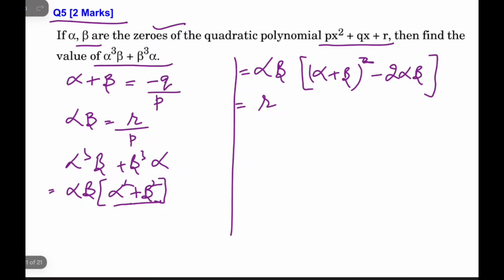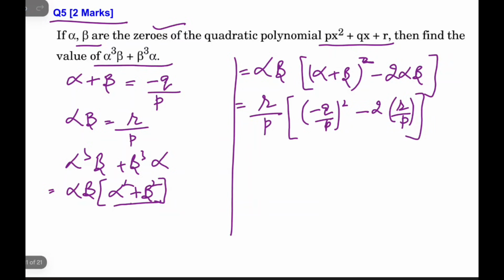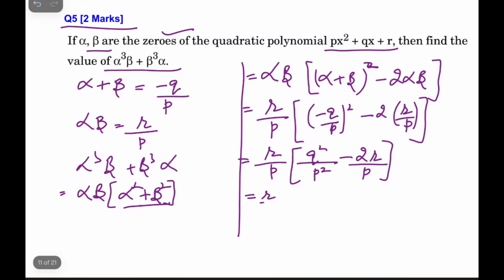Now the value of alpha beta, we know, is r upon p. Alpha plus beta is minus q upon p, whole square, minus 2 times r upon p. Further, r upon p times, this can be written as q square upon p square minus 2r upon p. So r upon p, if we take LCM, we get q square minus 2rp upon p square. So the final answer will be r upon p cube times q square minus 2rp.